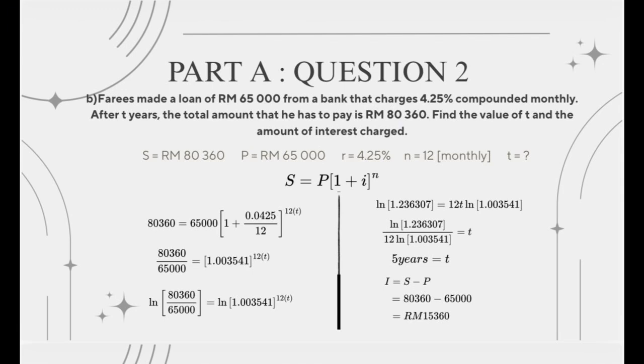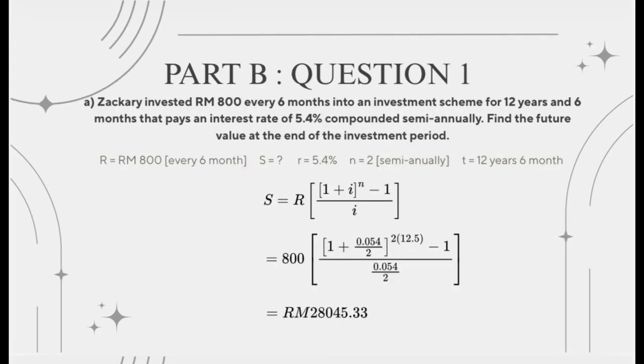To find the interest charged, we subtract the principal from the total amount. 80,360 minus 65,000 gives an interest of 15,360 ringgit. For part B, question 1A, Zachary invests 800 ringgit every 6 months into an investment scheme.